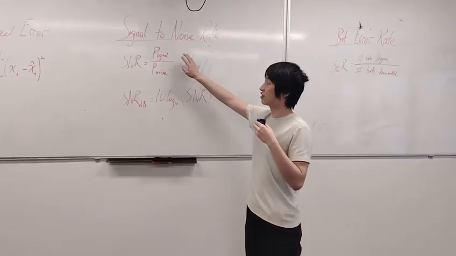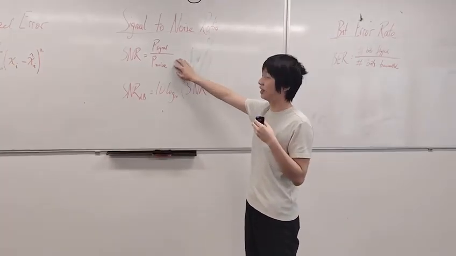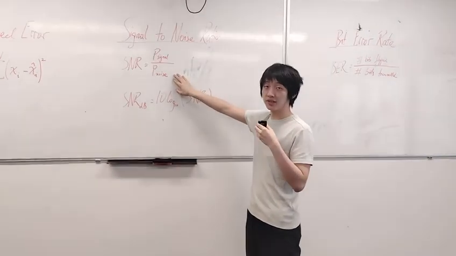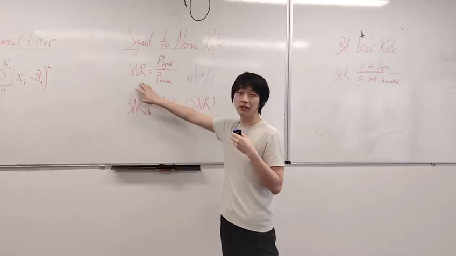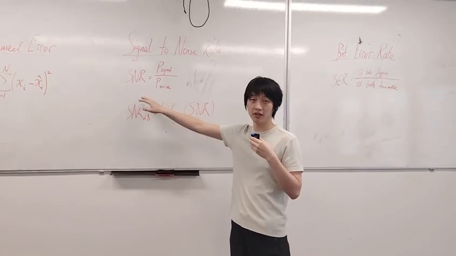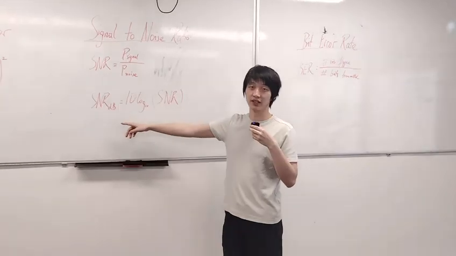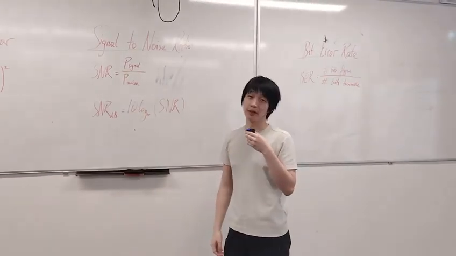Secondly, we have the signal-to-noise ratio. This is just a ratio between the power of our input signal and the power of our noise. So the bigger this value, the less the error, and the smaller the value, the bigger the error. There is also a decibel version of the SNR, which is for when the noise gets big, like exponential.